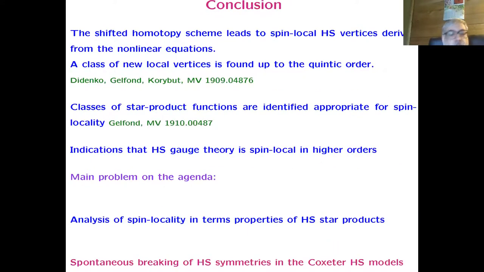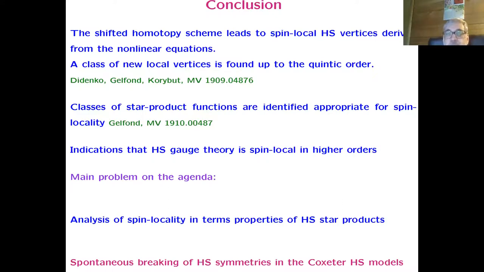So I'm coming to conclusions, and the conclusion is that this shifted homotopy scheme leads to spin-local higher spin vertices derived from the nonlinear equations. And we found some new local vertices, spin-local vertices, up to the quintic order. And this is itself a very strong result because we're talking about an infinite number of fields, all spins at once.